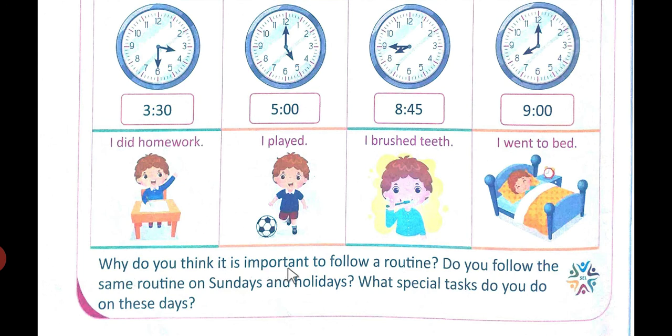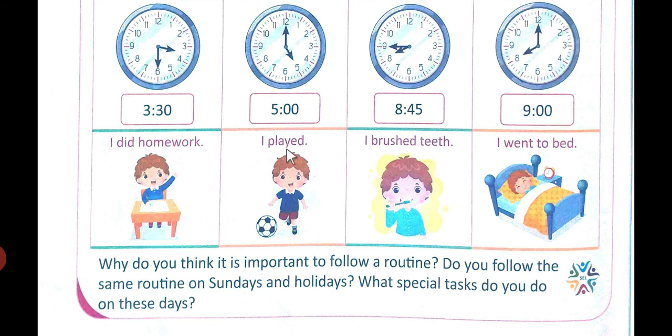So what do you think? It is important to follow a routine. Do you follow the same routine on Sunday and holidays? What special tasks do you do on these days? Children, here the clock is not showing the time 9 o'clock. It is showing 8 o'clock. Please make sure that the clock shows 9 o'clock, because the hour hand will be at 9 and the minute hand will be at 12.